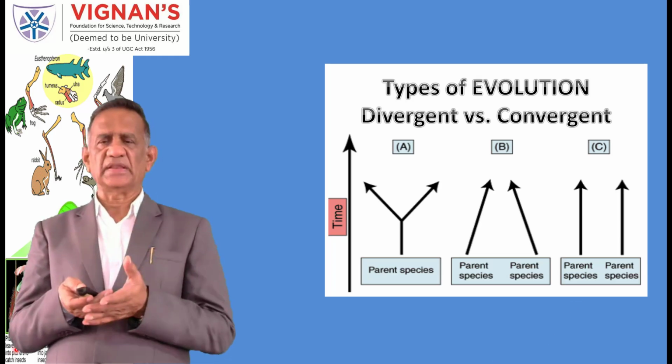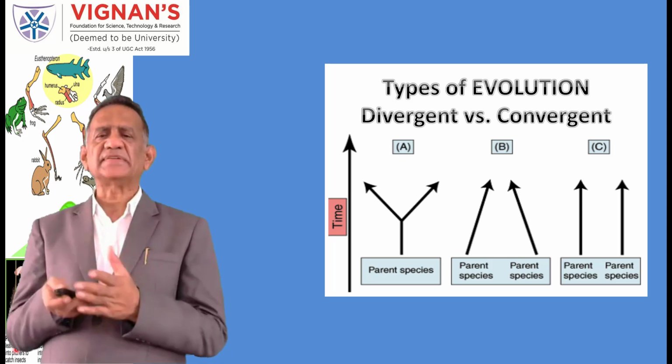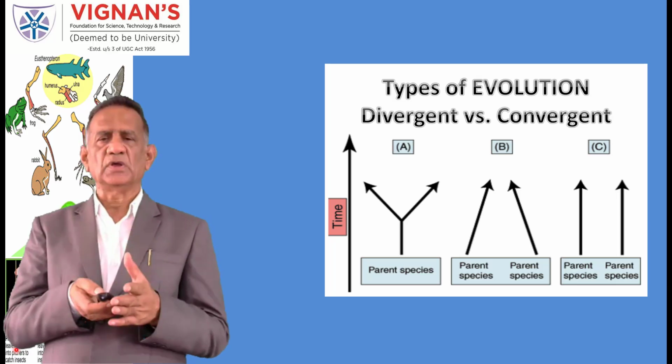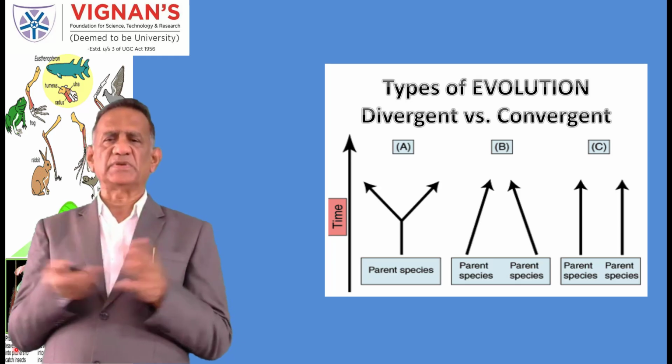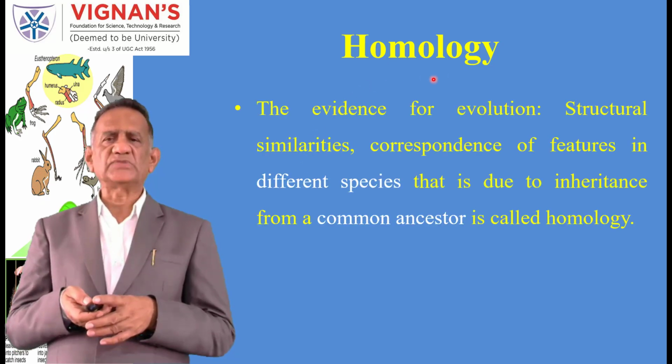In the video also we have seen the marsupial and the placental mammals. Placental mammals contain the placenta. Marsupial mammals will be having the pouch. So they have some common features between these two. Let us see now. Homology, the evidence for evolution.